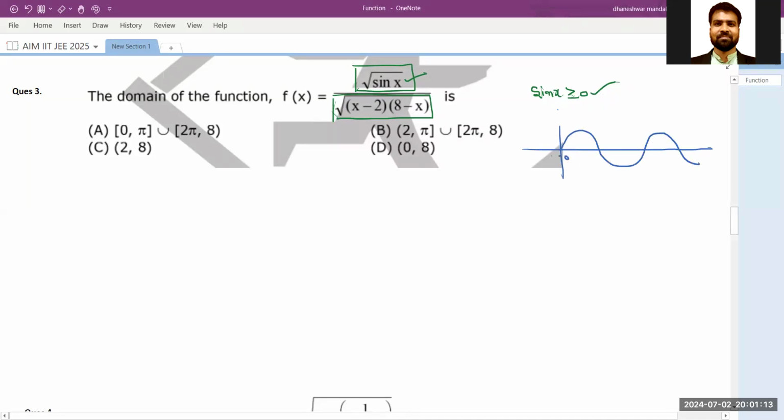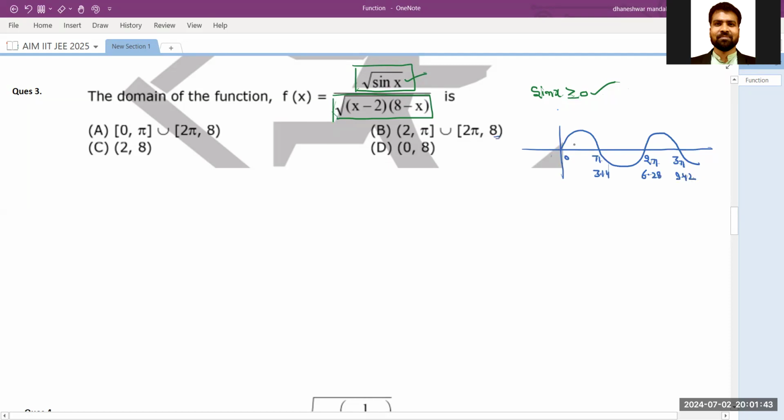Here we have 0. Here we have pi. Here we have 2 pi. Now in all the options, you will see that only 2 pi is there. Also 8 is there. So let's take one more point, 3 pi. This is nothing but 3.14 here, 6.28 here, and 9.42 here. Is this clear?